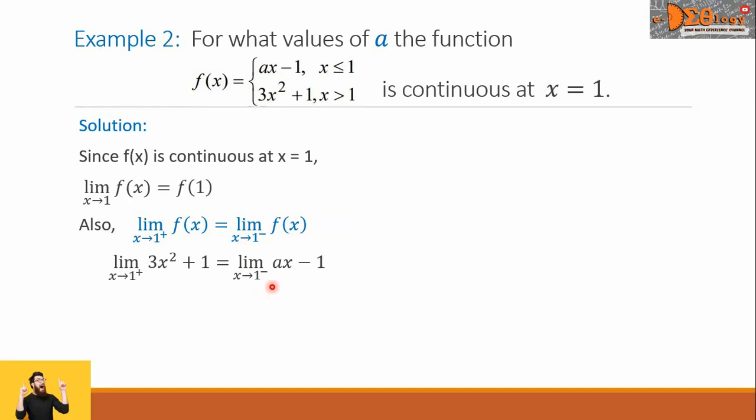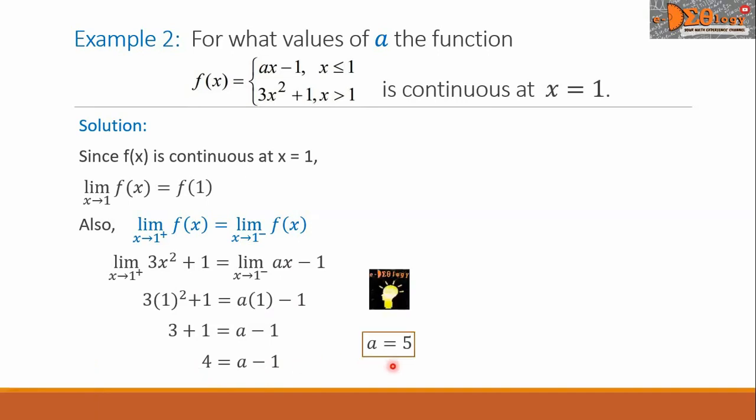Let us substitute the value of 1 to the respective x. So we have 3 times 1 squared plus 1 equals a times 1 minus 1. Simplifying this equation, we have now 3 plus 1 equals a minus 1. The left side becomes 4. If we transpose the negative 1 to the left side, it becomes 4 plus 1, and that is equal to 5. So the value of a equals 5. This is our final answer.